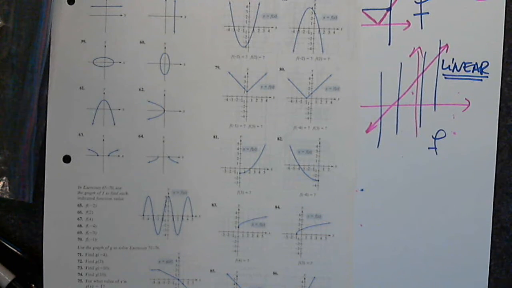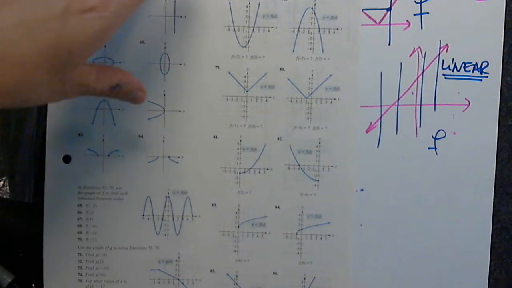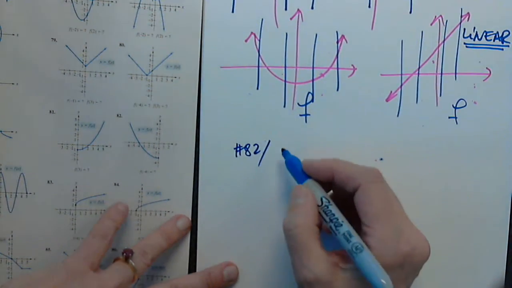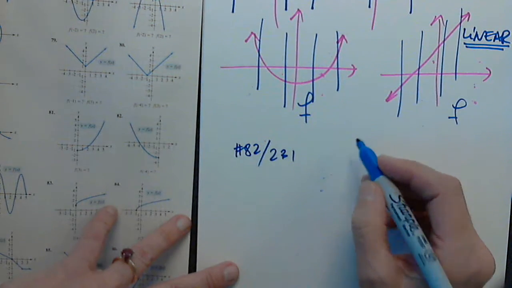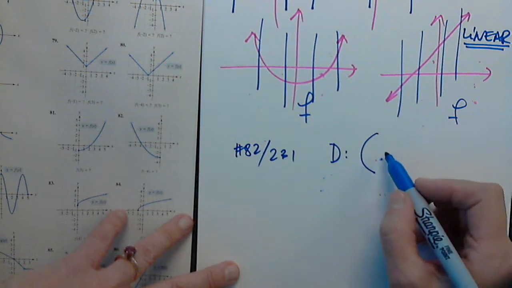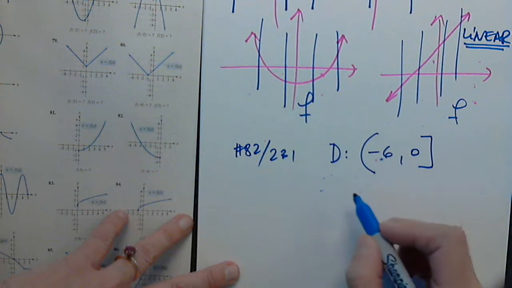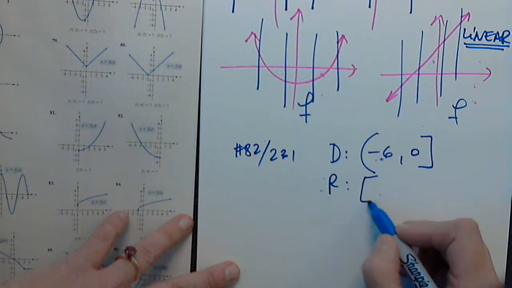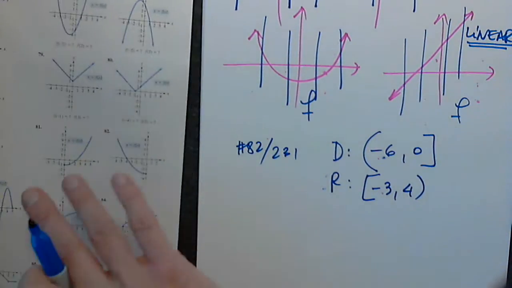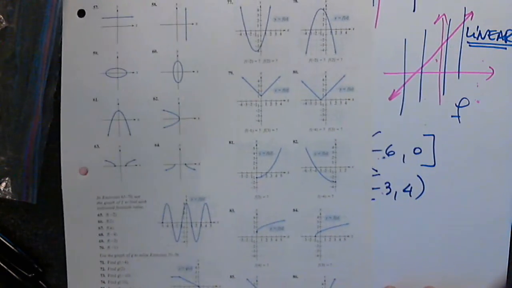So let's write domain and range for now, so I don't forget. So 82, I'll come back to that on page 331. I know you cannot see, but I'm just going to write it and I'm going to open it in a second. So it's -6 to 0, and the range is between -3 and 4, as you told me. Now let's go back, because we're not done with this graph just yet.